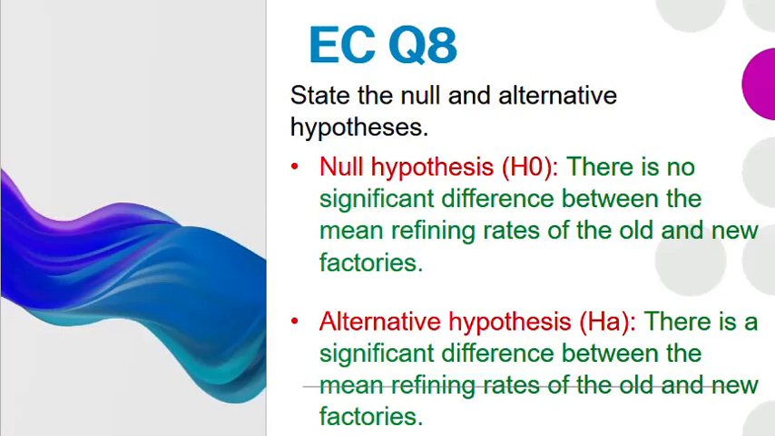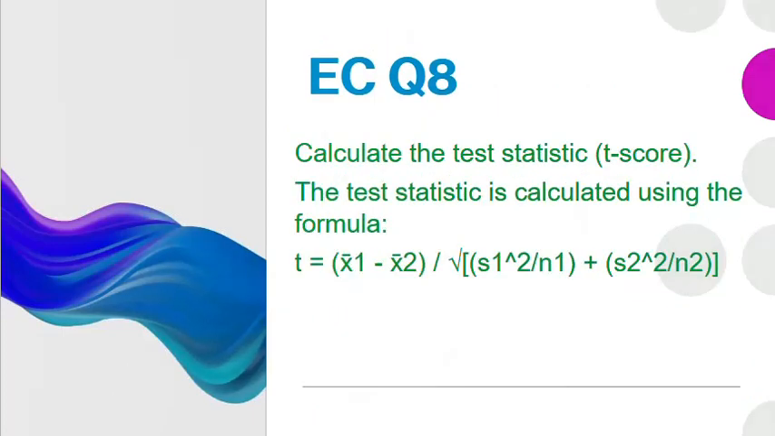So let's test both of them out and see, when we run this with statistics, which one is true. As always, we start our calculations by calculating the test score, or the t-score. For this question, the test statistic is calculated using the formula on the screen. T equals, in the numerator, x bar 1 minus x bar 2 within parentheses, divided by, in the denominator, the square root of the whole value.